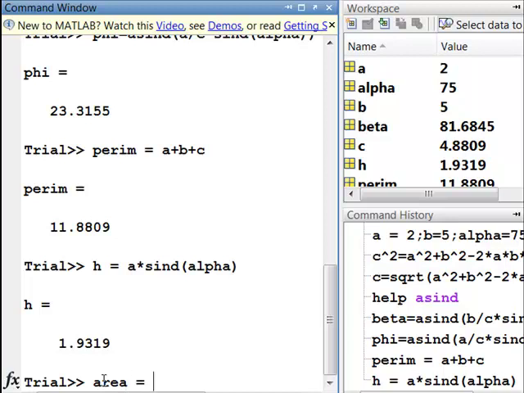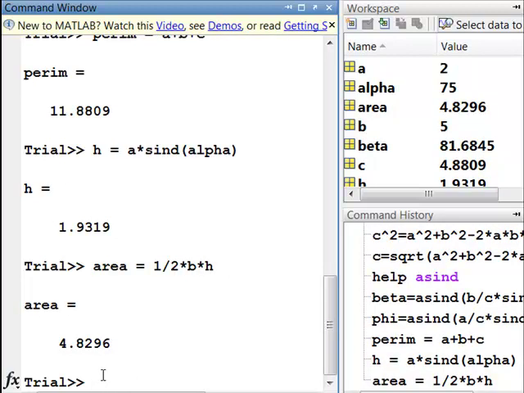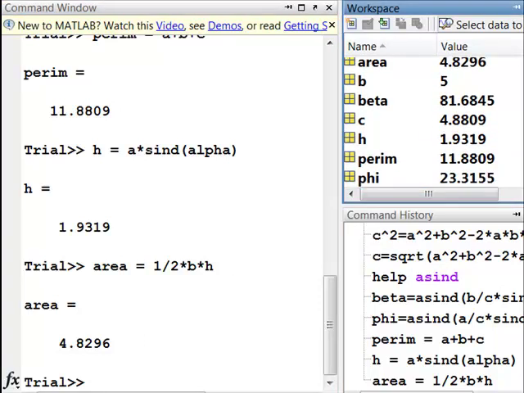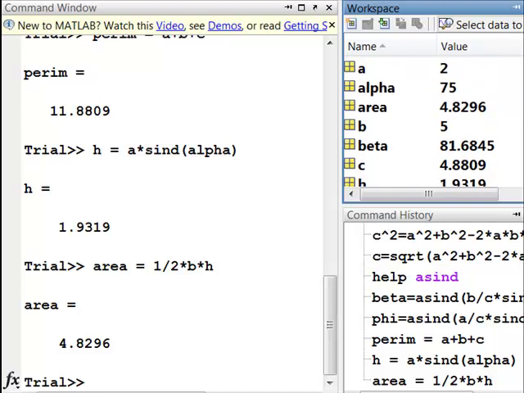and the area is equal to 1/2 times b, and that was the same b, times h. And now we've got the area. So here's all our answers here. They're all in our workspace, and we're not going to talk about presenting those answers in a more usable form, but they're just in our workspace. We've calculated them. We could then go use them to do more calculations. Later on, we'll talk more about presenting those answers. Right now, we're just doing the calculations, and we've got the results.